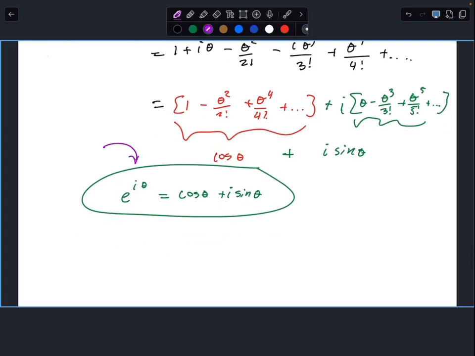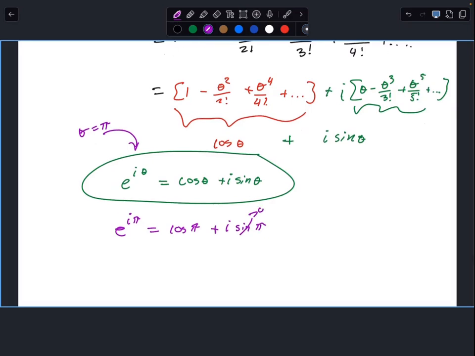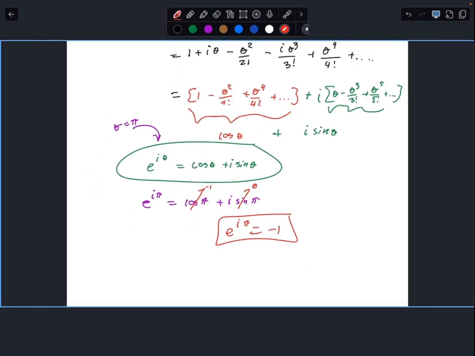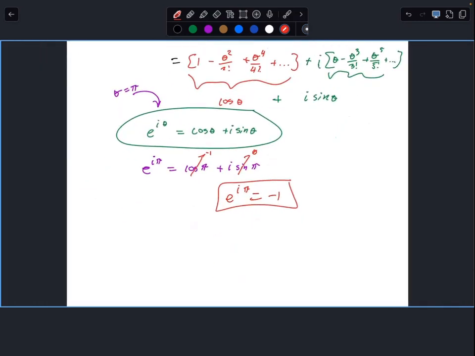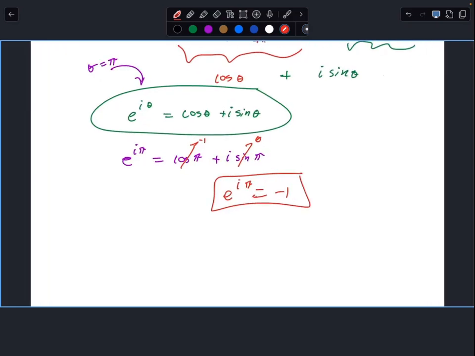But now, if we plug in theta equals pi, you get e to the i pi equals cosine of pi plus i sine of pi. Sine of pi is 0. Cosine is negative 1. E to the i pi must always be equal to negative 1. That's where it comes from. Huh? Yeah. Euler. More Euler, right?